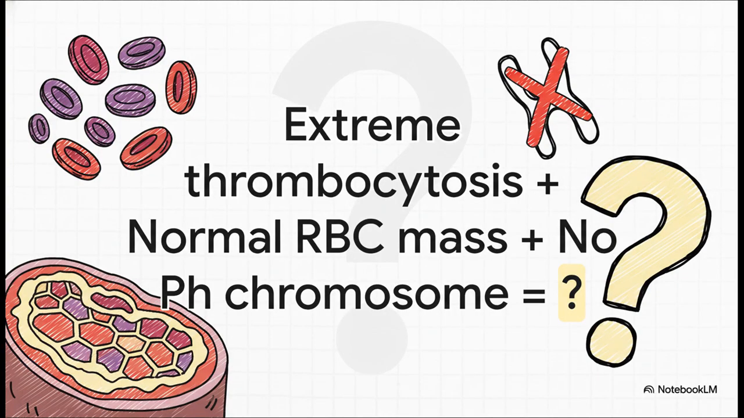So let's bring it all home. The next time you're faced with that lab report showing an astronomical platelet count, you'll know exactly what to do. You'll run through the checklist. Is it isolated? Is the Philadelphia chromosome negative? Is the red blood cell count normal? If the answer is yes, yes, and yes, then you know what should be at the very top of your list: essential thrombocytosis. Master that simple formula, and you have absolutely mastered this high-yield topic.